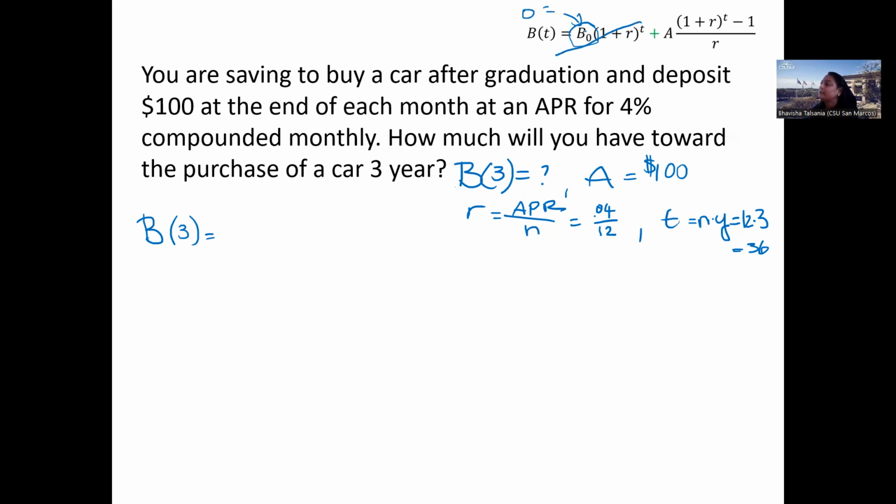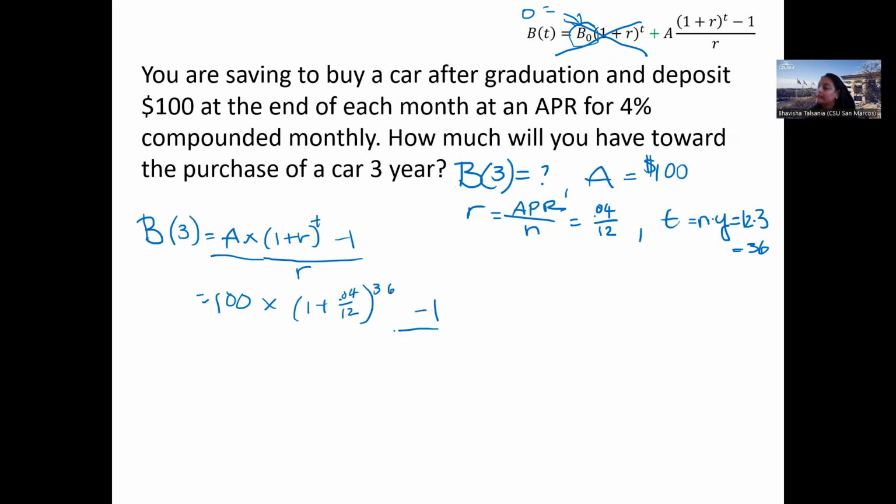And if that's equal to 0, this whole part of the equation is just 0. So we are looking at our monthly deposit times 1 plus R to the T power minus 1, all that divided by R. There's a reason why I don't put the line all the way through, and we'll see this in example 5. But so we have 100 times 1 plus 0.04 divided by 12, all that raised to the 36th power minus 1, and all that divided by 0.04 divided by 12.